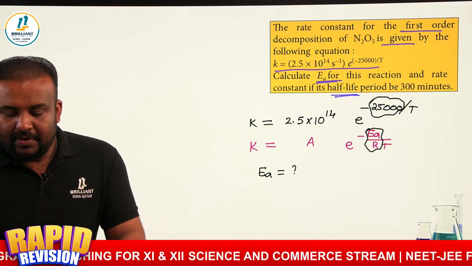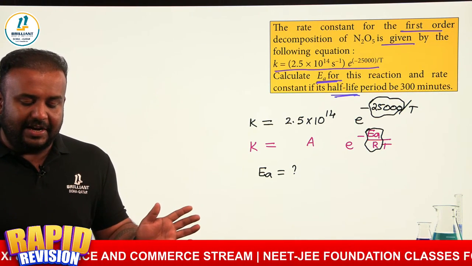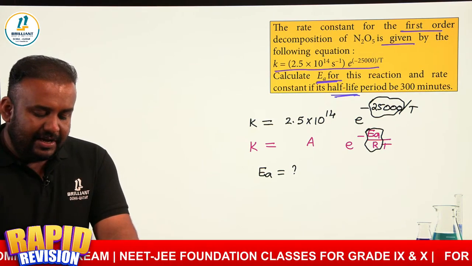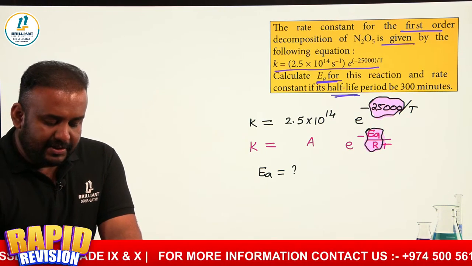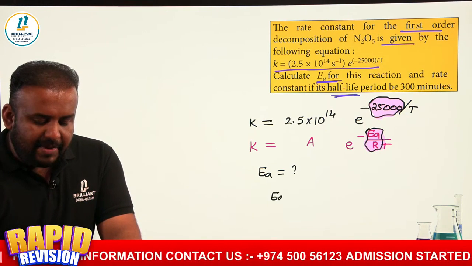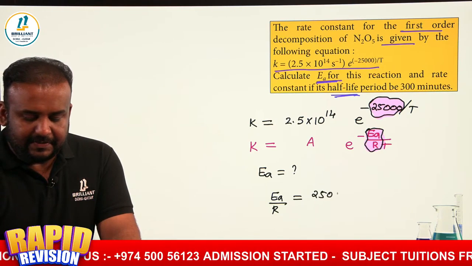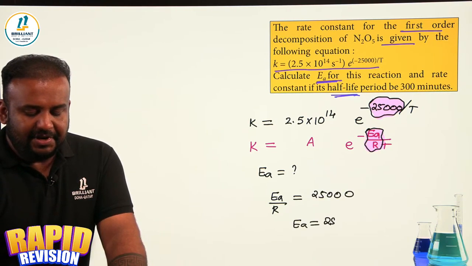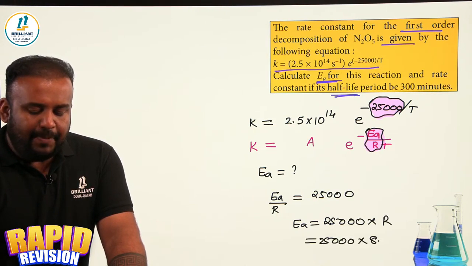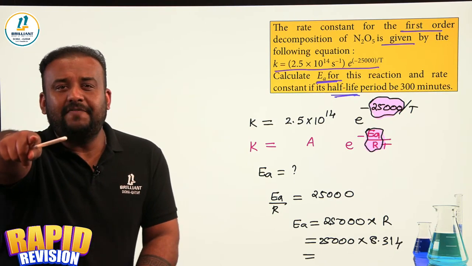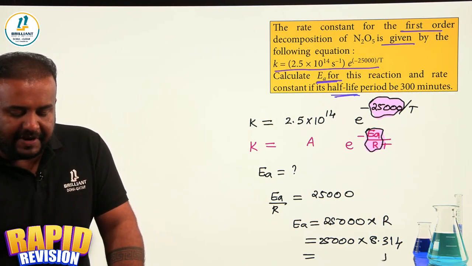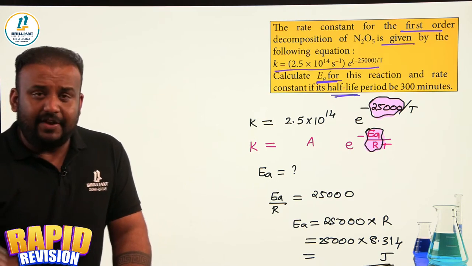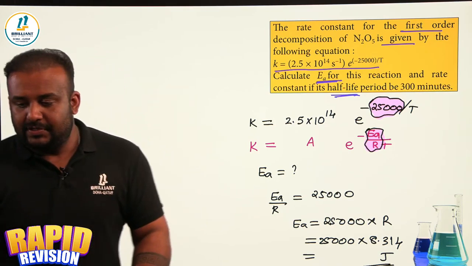Yes or no? No, you don't have to take log also. Just look at it. Just compare the two equations. That 25,000, what is there here, this is same as EA by R. So don't you think I can write EA by R is equal to 25,000? So what is EA? 25,000 into R. So that will be 25,000 into 8.314. Why 8.314? Because it's an energy equation. So it is joule per Kelvin per mole, and your final answer will be in joules. If it is a very big value, don't hesitate to write it in kilojoules. Clear?